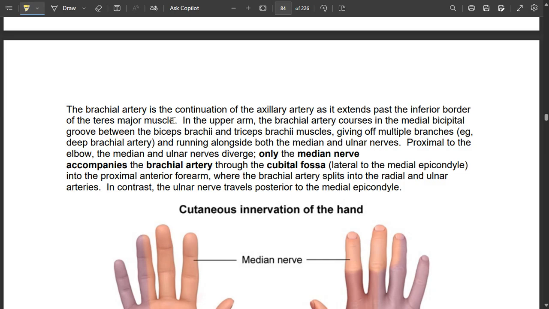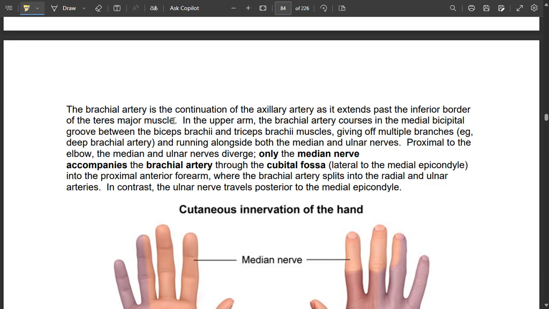In the upper arm, the brachial artery courses in the medial bicipital groove. There is a groove between the biceps brachii and triceps brachii muscles, through which the brachial artery passes, giving off multiple branches like the deep brachial artery and running alongside both the median and ulnar nerves.